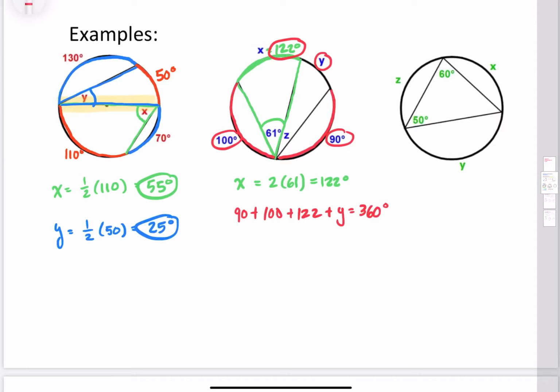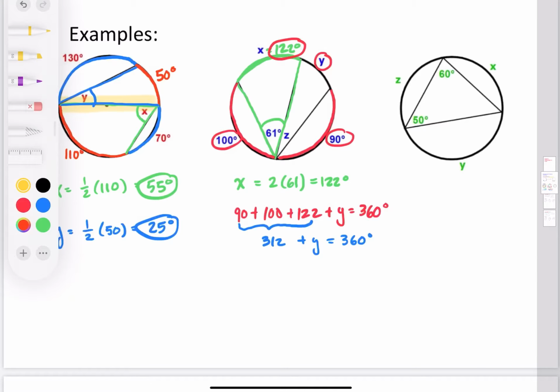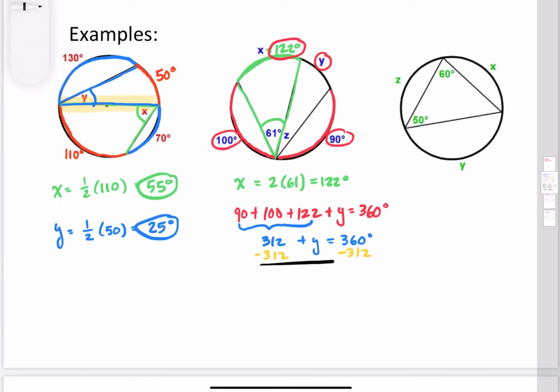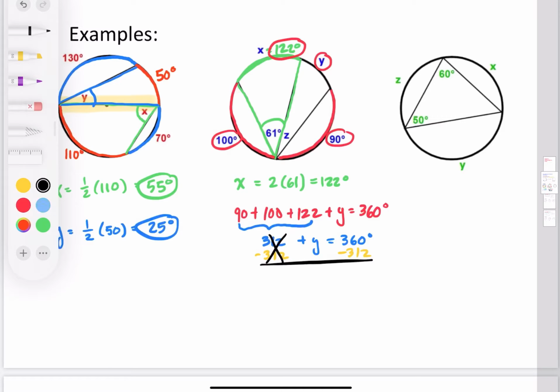And we could do a little bit of math here. We could combine our 90, our 100, and 122. And if we add those together, we get 312. So now we have 312 plus y is equal to 360. And we subtract 312 on each side. The 312s on the left will cancel each other out, leaving us with our y value. And our y value in this case is 48 degrees.